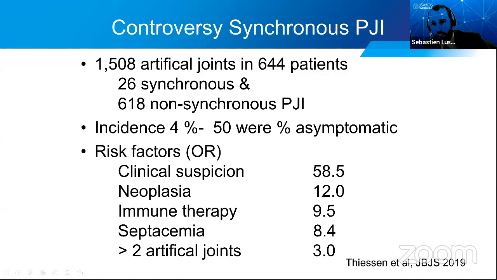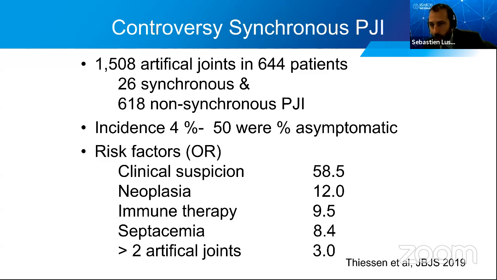Regarding the synchronous potential in infection, just to mention this paper, with very large data: 644 patients with an infection of one joint and an arthroplasty in at least one other joint. What they found was quite interesting: the incidence of synchronous prosthetic joint infection was 4%, but in 50% of them it was asymptomatic. Which means that even if the other knee is asymptomatic, it could be infected. And they managed to find some risk factors.